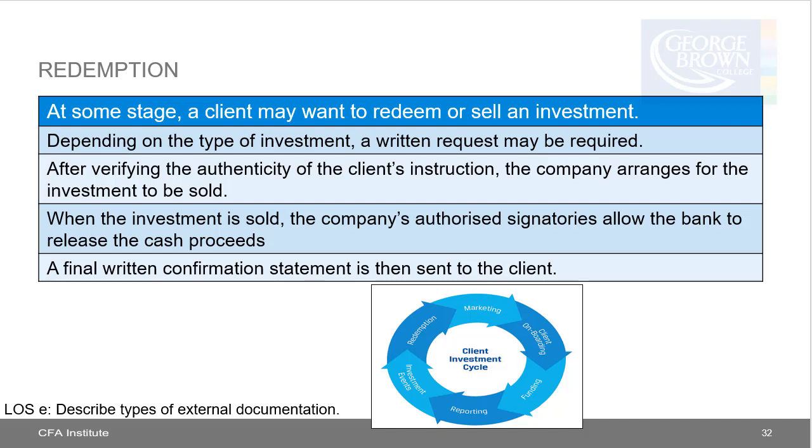Although redemption is the end of a transaction, it does not necessarily mean the end of the client relationship. The client may want to invest or conduct other transactions with the company in the future. The documentation related to the final transaction will be retained, as discussed in the next section, should there be any future dispute or disagreement between the parties.